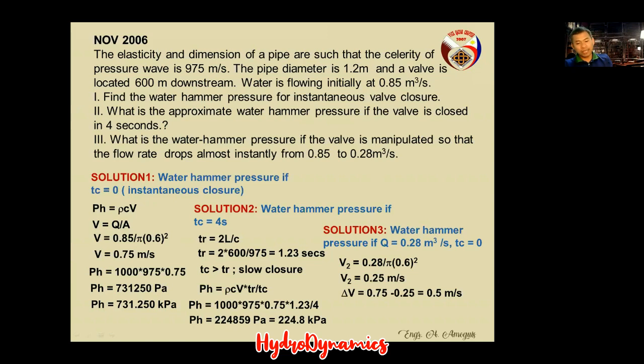So the change in velocity now becomes 0.5 meters per second. It just dropped. The change in V is 0.5, from 0.85 to 0.28, and the final velocity V2 is 0.25. What we need now is the water hammer pressure, where the flow is manipulated from 0.85 to 0.28, so we discuss the change in velocity, delta V. That is what we use to get the change in water hammer pressure: rho C times delta V, and that is 487 kilopascal.